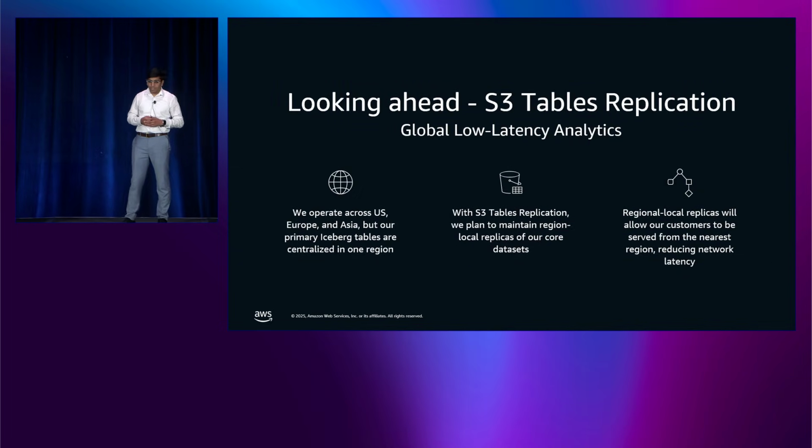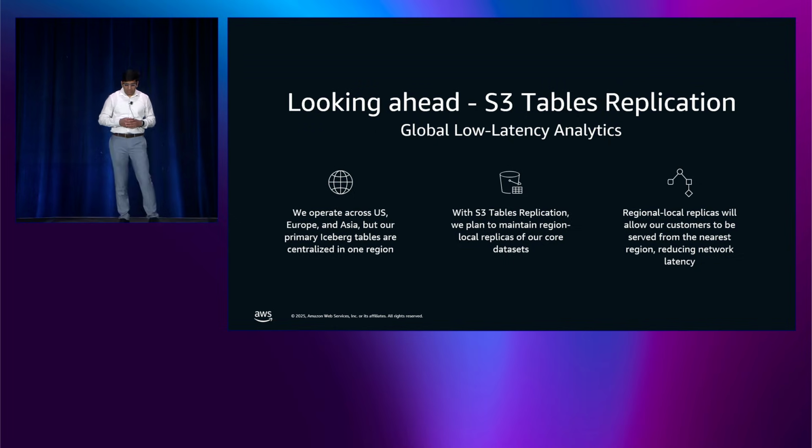Here is how we use the S3 Tables replication feature. We operate across US, Europe, and Asia, but our primary Iceberg tables were centralized in one region. With S3 Tables replication, we now maintain a region-local replica of our core dataset. A region-local replica allows our customers to be served from the nearest region, reducing network latency. Now, I'll hand it over to Aritra.